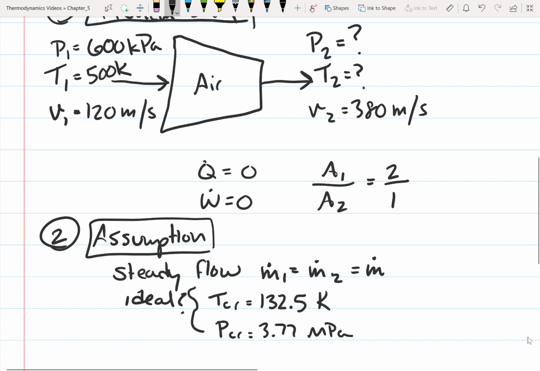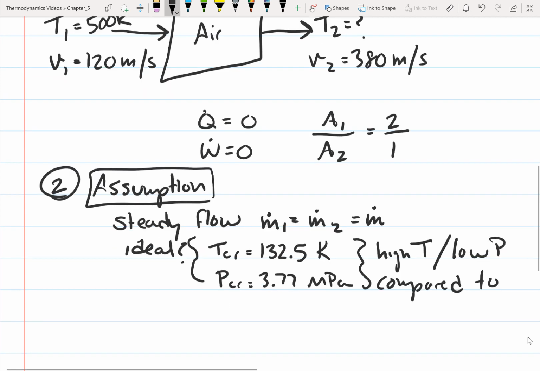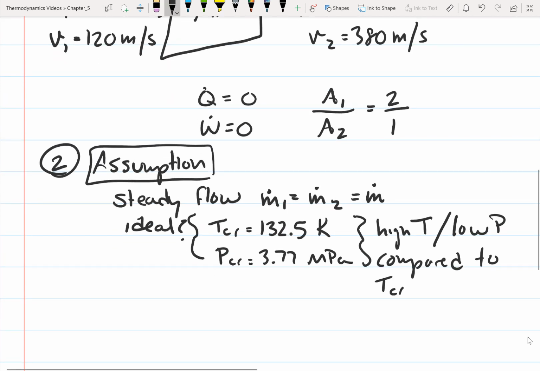So we just verified our temperature is 500 Kelvin at the inlet. We don't know what it is at the outlet yet, but our temperature is pretty high compared to the critical temperature. Our pressure is really low compared to the critical pressure. So basically, since this has a high T and low pressure compared to T critical and P critical, we're going to assume that this is an ideal gas.